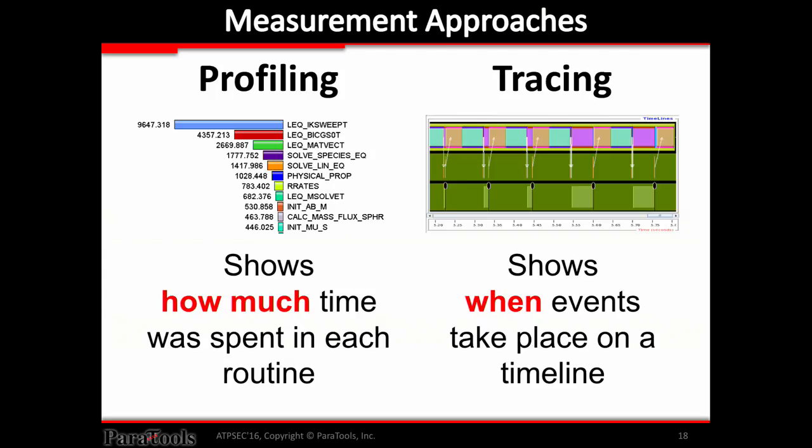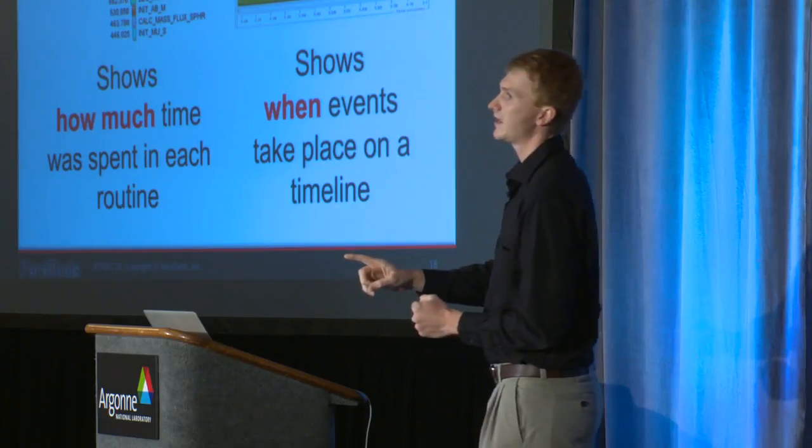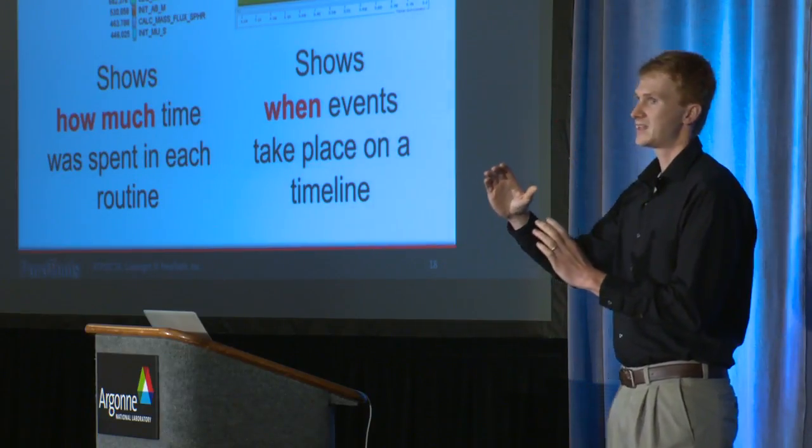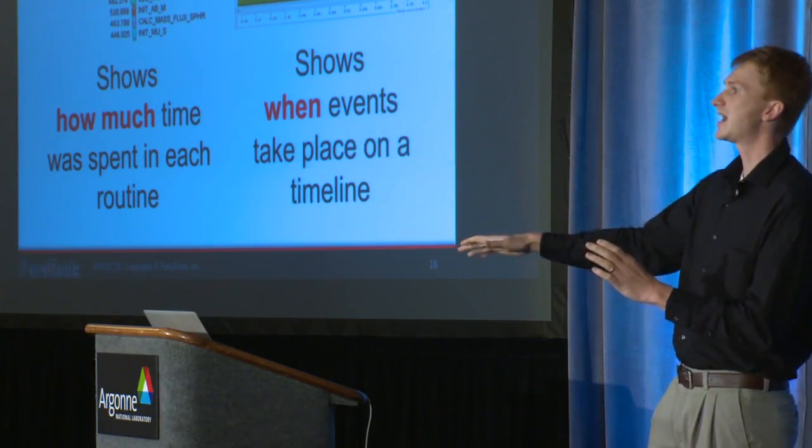Tau also supports a diversity of measurement approaches. So you can use profiles or you can use traces. Now these are technical terms with very clear definitions. When I say profiling, I mean a file that contains summary statistics. There is no timeline data in a profile. I can see how long the code spent in any code region. I can see when messages were sent or received or how many messages were received, but I can't see the order of events.